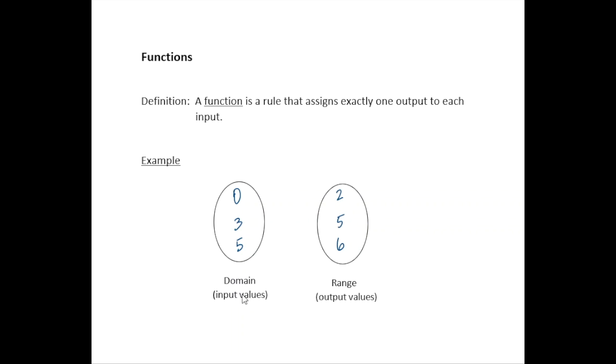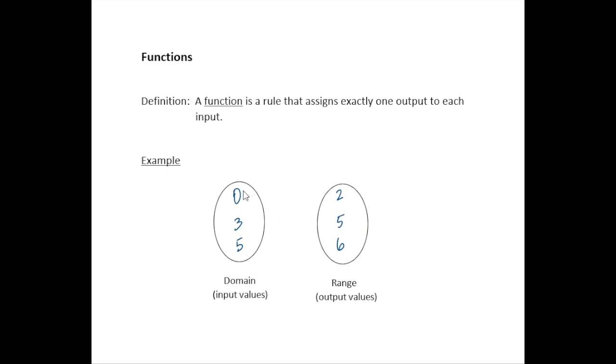In this video, we're going to look at the definition of a function and some examples. A function is a rule that assigns exactly one output to each input. Here's an example where we have a set of input values. This set is called the domain, and a set of output values. This set is called the range.